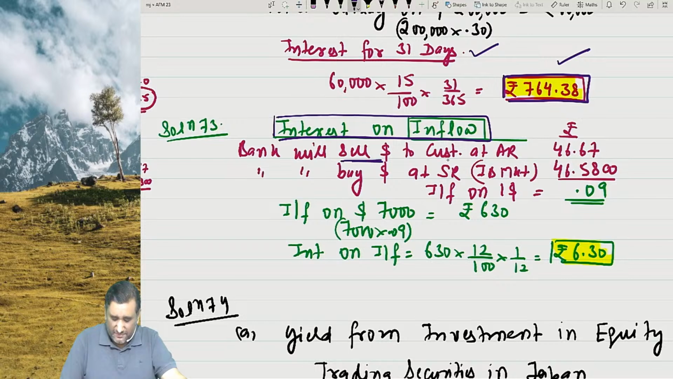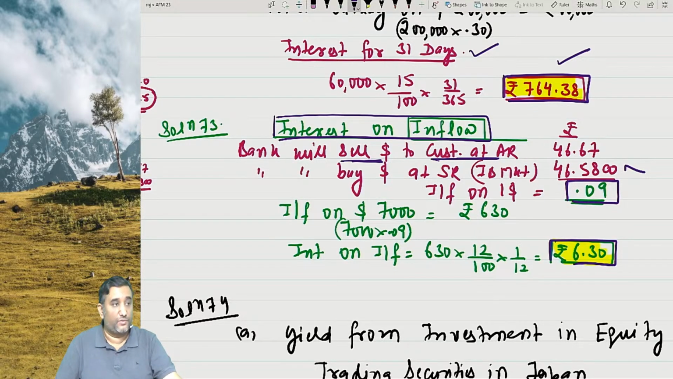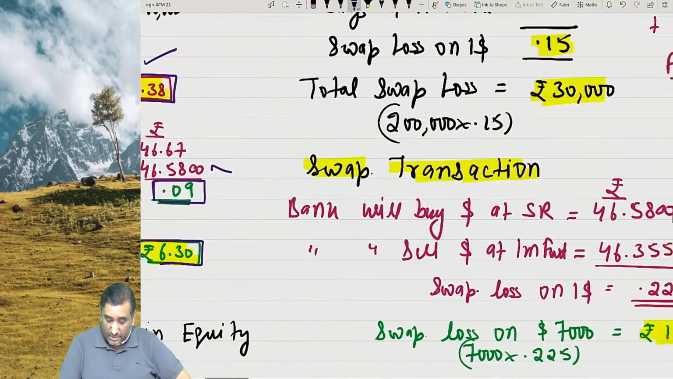Bank will sell dollar to the customer at the agreed rate. Bank will buy in the interbank market at 0.09, 6 point. This we calculated all of us. Second part, swap, is this.